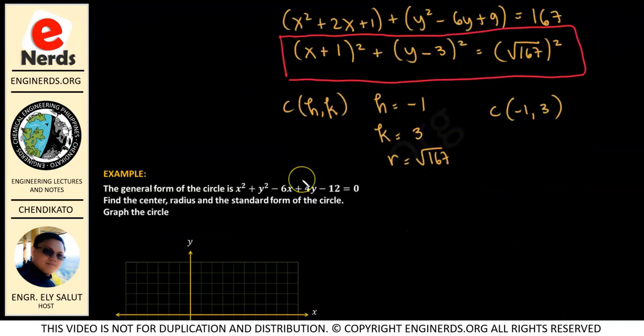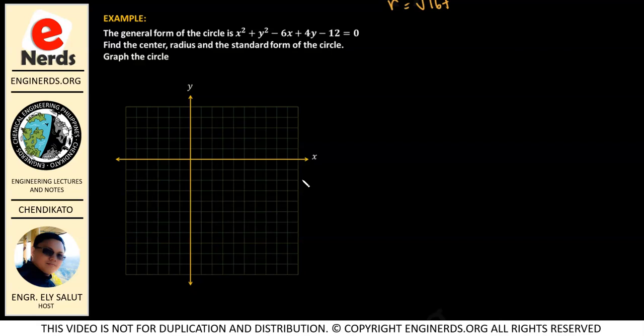So, we have our last problem here. Given sa atin yung general form, which is x squared plus y squared minus 6x plus 4y minus 12 is equal to 0. Now, hahanapin natin yung center, radius, in the standard form ng ating circle, and then we're going to graph our circle. So, kapareho lang ng ginawa natin yan kanina, no?